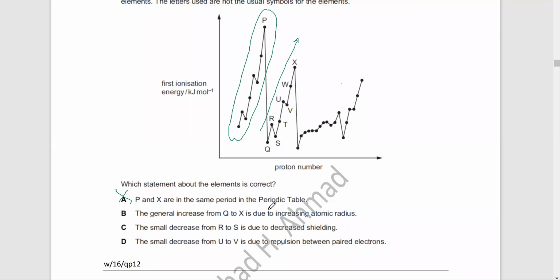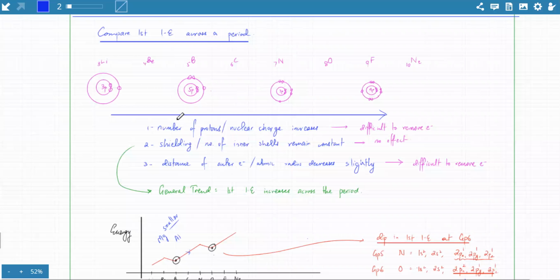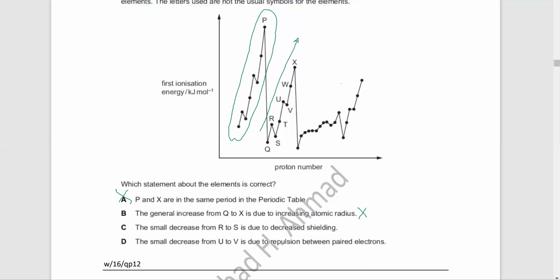So the general increase from Q to X is due to increasing atomic radius. This is incorrect. The atomic radius actually slightly decreases, very, very slightly. They have the same number of shells, but due to more protons, the electrons are more strongly attracted. So this statement is also incorrect. The next one is, the small decrease from R to S is due to decreased shielding.